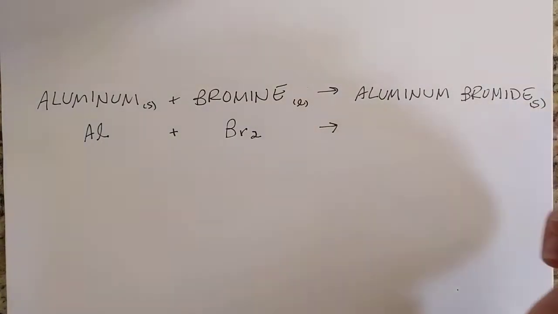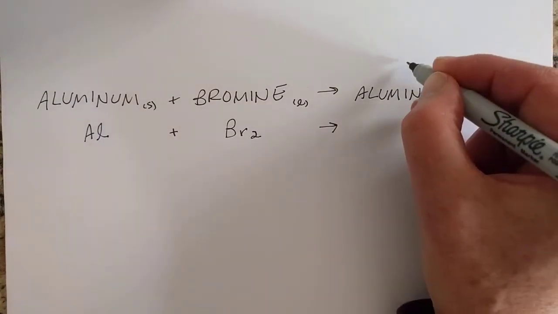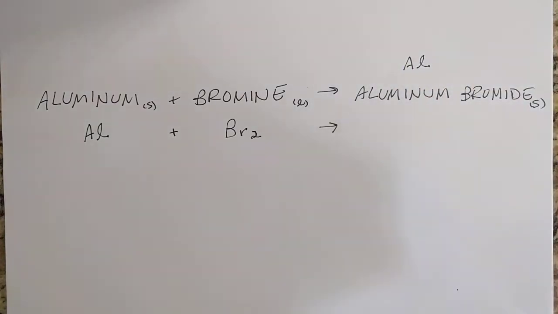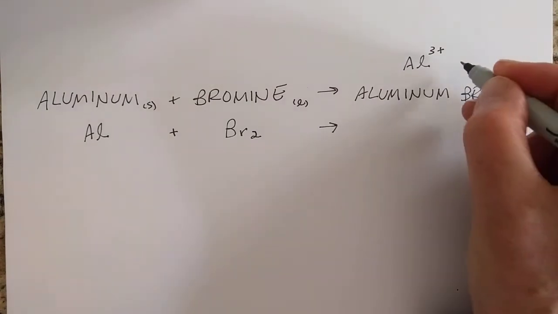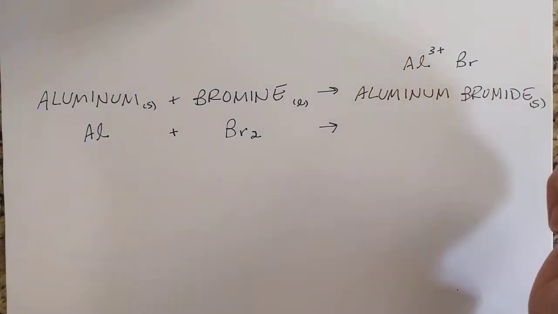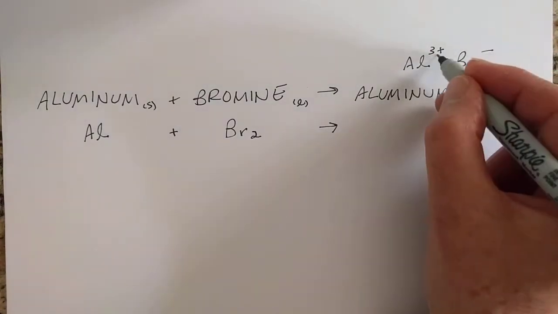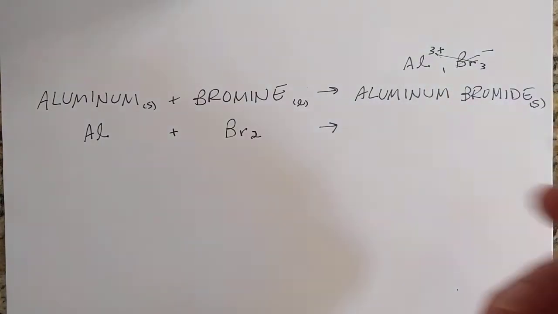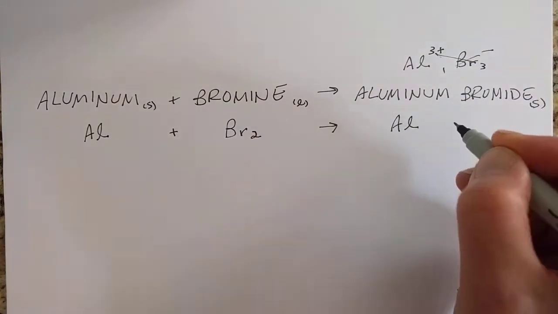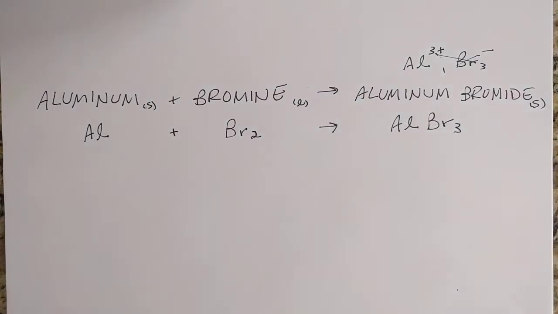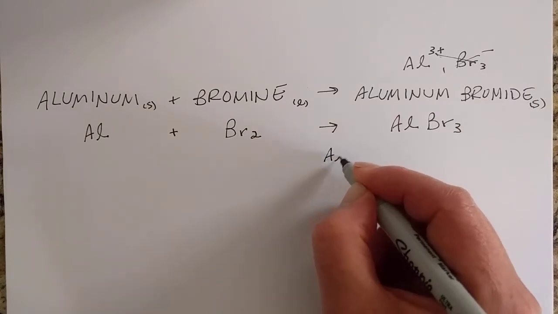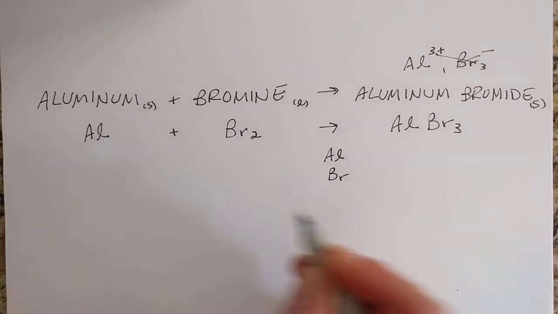So we're going to figure out our formula. So aluminum in a compound is a 3+ ion. Bromide, the bromide ion, is Br with a -1. Cross our charges, and our formula is AlBr3. So now we have our formulas. Now we can go ahead and balance with aluminum and bromine.